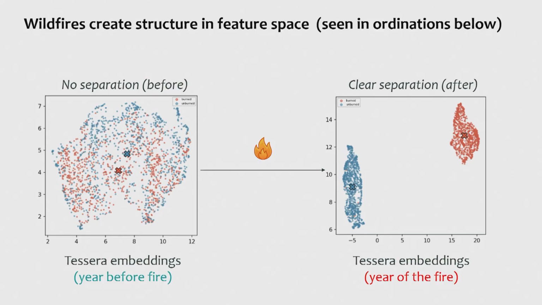What you see on the left is if you go back to a previous year before the fire happened, you wouldn't expect to see any separation of those points. And that's indeed, they're all muddled up. And so that's showing that we're going from not detecting fire when there wasn't a fire to very clear detection of fire.